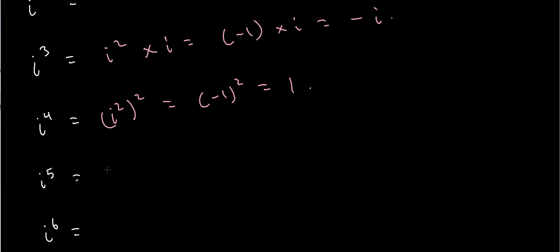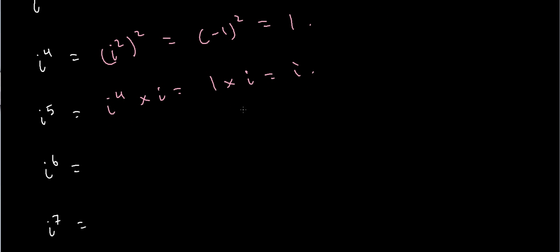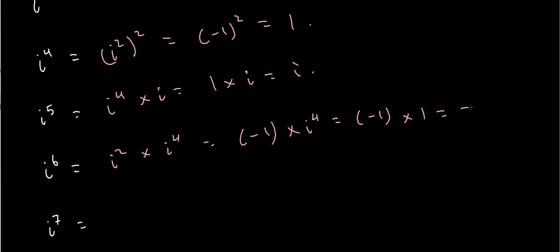Similarly, i to the 5 is the same as i to the 4 times i. i to the 4 is 1, as we just established, which is 1 times i, which is i. So i to the 5 is i. How about i to the 6? Well, i to the 6 is i squared times i to the 4, using index laws. And i squared is minus 1, so that's minus 1 times i to the 4, but i to the 4 was just 1, so that's minus 1 times 1, which is minus 1.